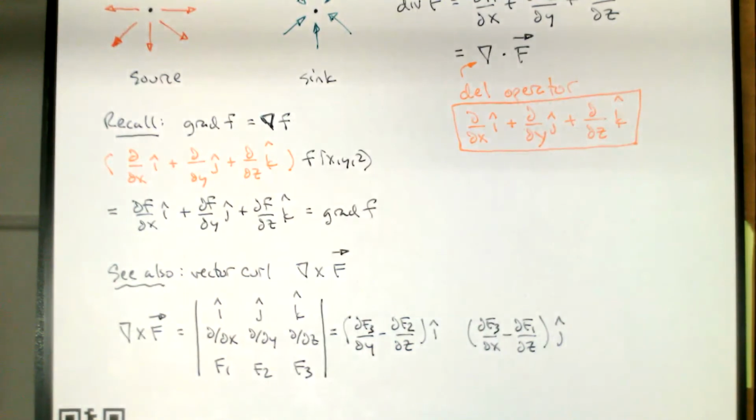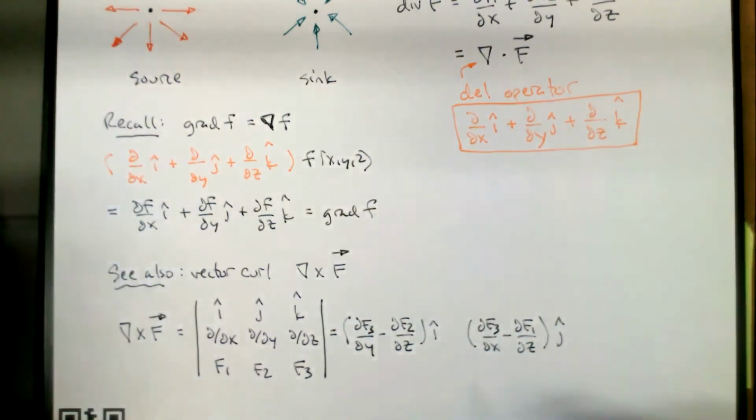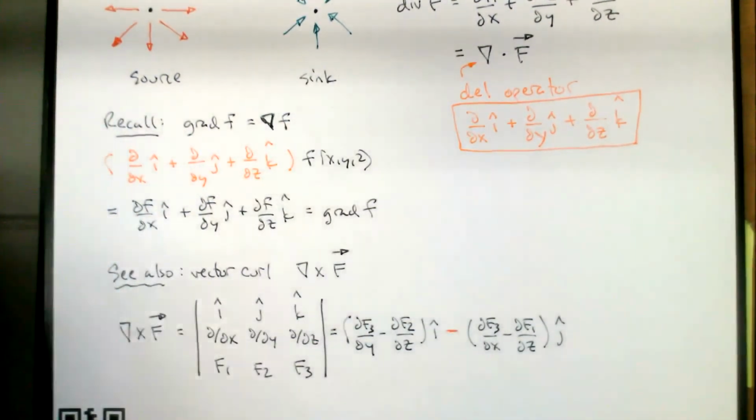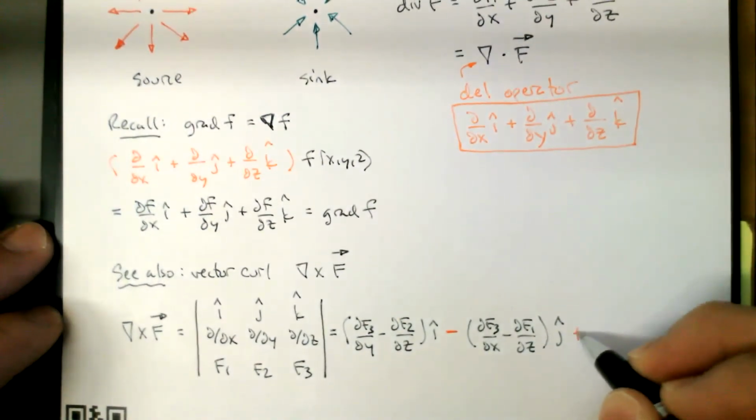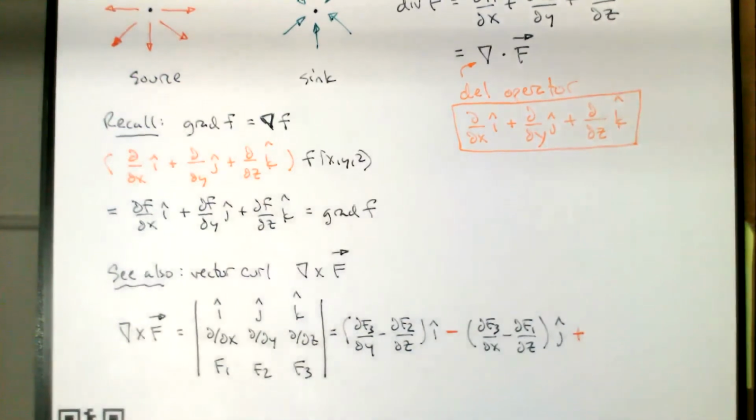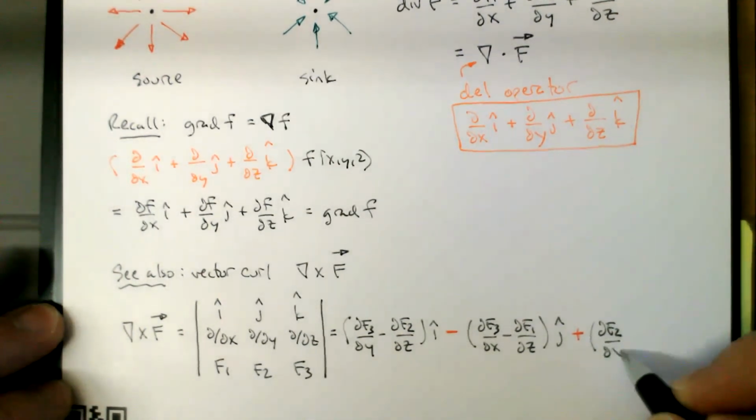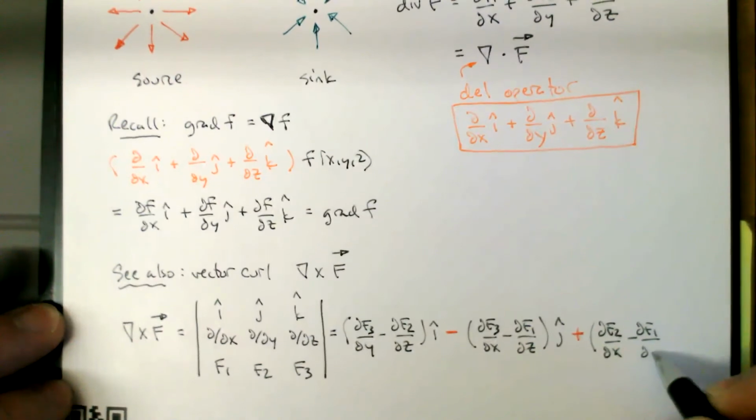Because we're calculating a determinant with cofactor expansion along the first row, we have to start positive, but then the next term is negative, because determinants alternate. The next one will be positive. It's going to be the coefficient of k, so it's going to involve f1 and f2, partial with respect to x and partial with respect to y. They never match up. So I have the partial of f2 with respect to x minus the partial of f1 with respect to y.